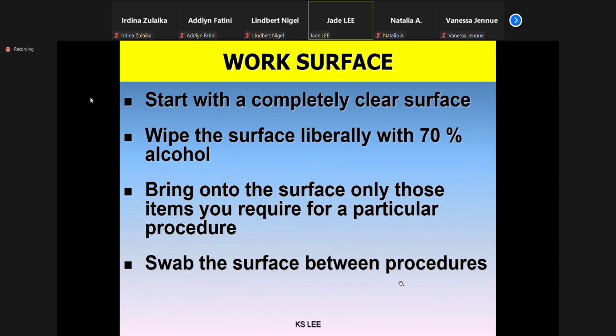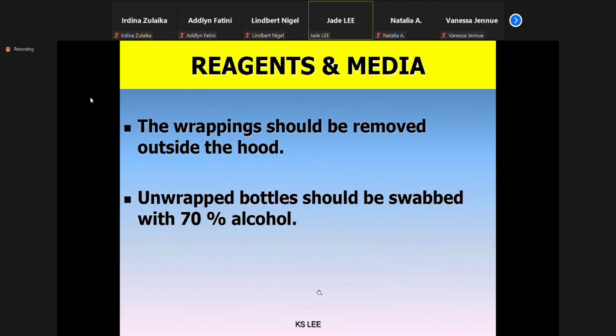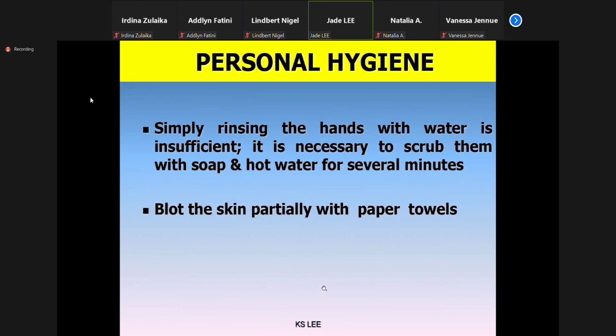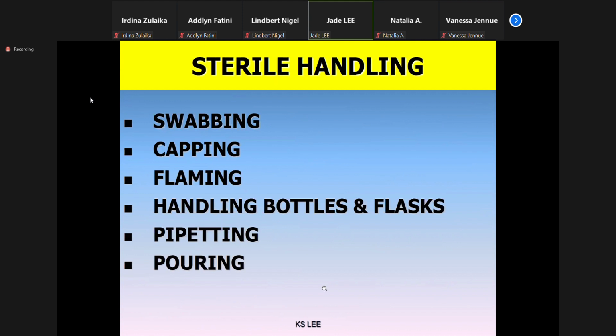What is the work surface? I think I do not need to elaborate more. And then the sterile handling, you probably need the swabbing, the capping, the flaming, handling bottles and flasks, pipetting and pouring. These are the proper sterile handling techniques that you need to master in order to reduce contamination.